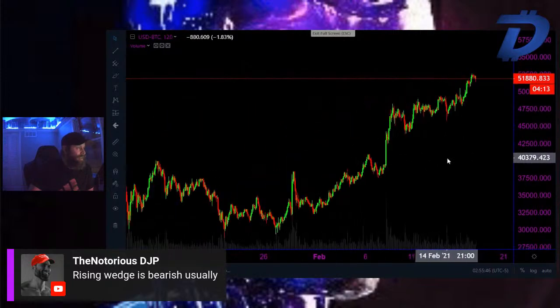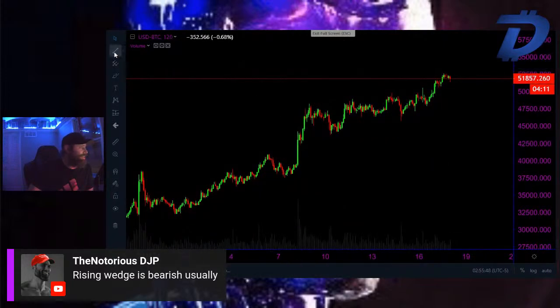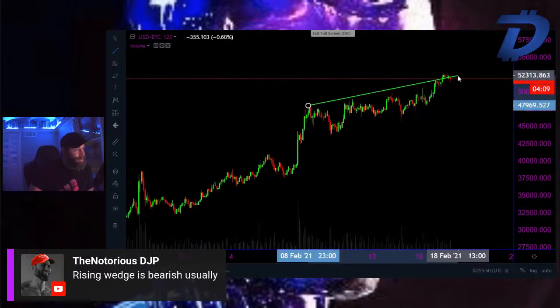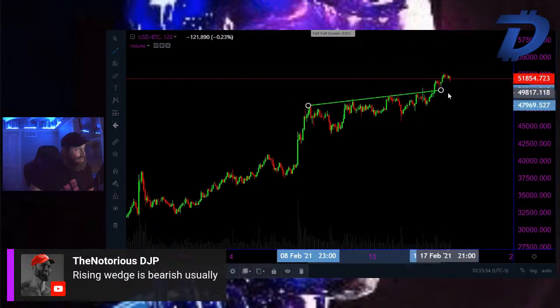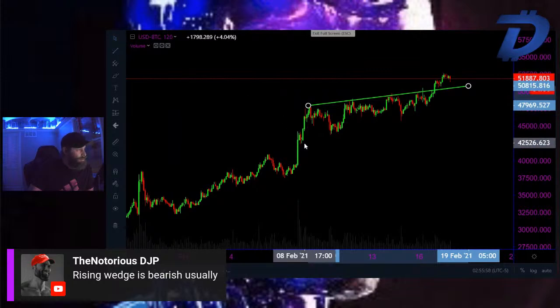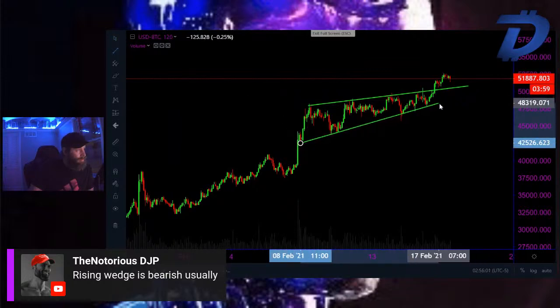What does that look like? Looks like a rising wedge, man. Right? Oh, actually, hey. Right? Feel like I'm shooting pool, like, corner pocket.